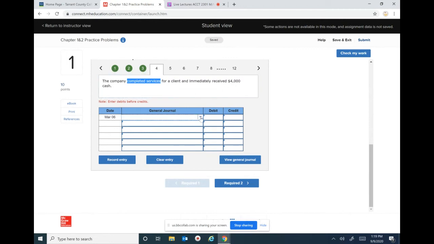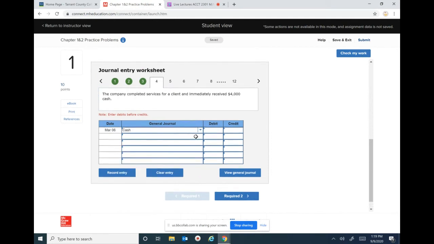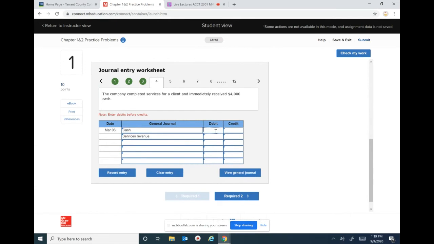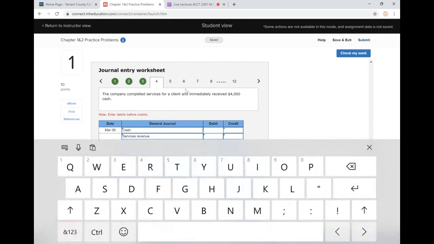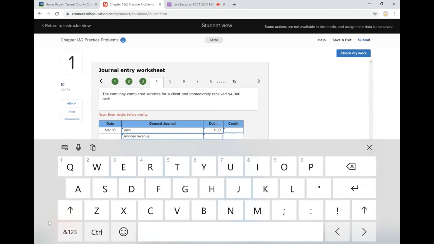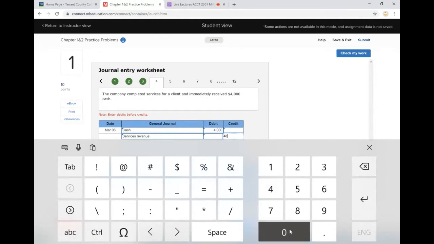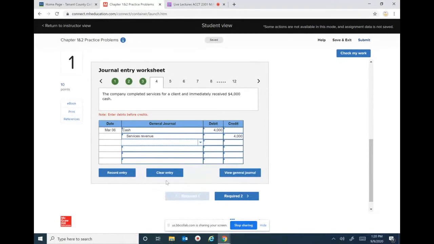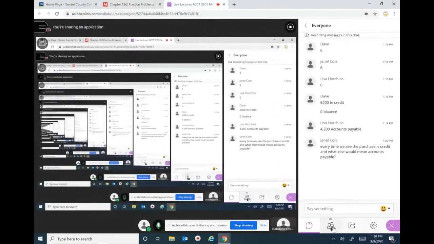They received $4,000 in cash, so I'll debit the cash account, and then I will credit service revenue. So I'm looking for the revenue account. There it is. And here is what I'm going to input, $4,000 for each one of them. Here's 4,000. And there you go. Any questions about this, Genchi? So is there a question?